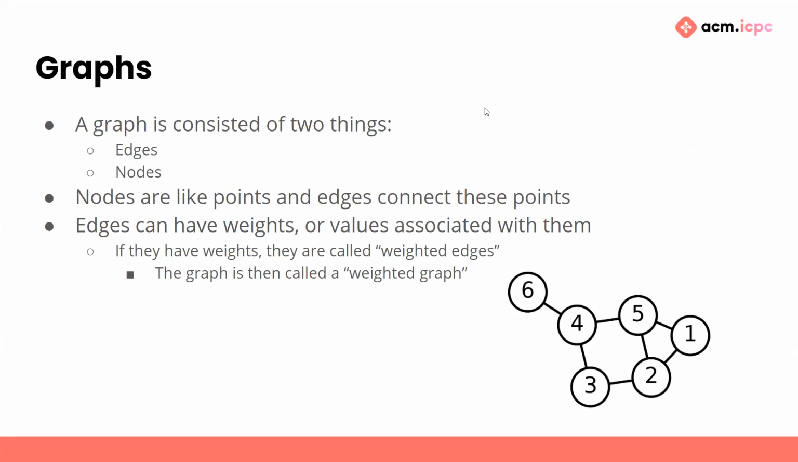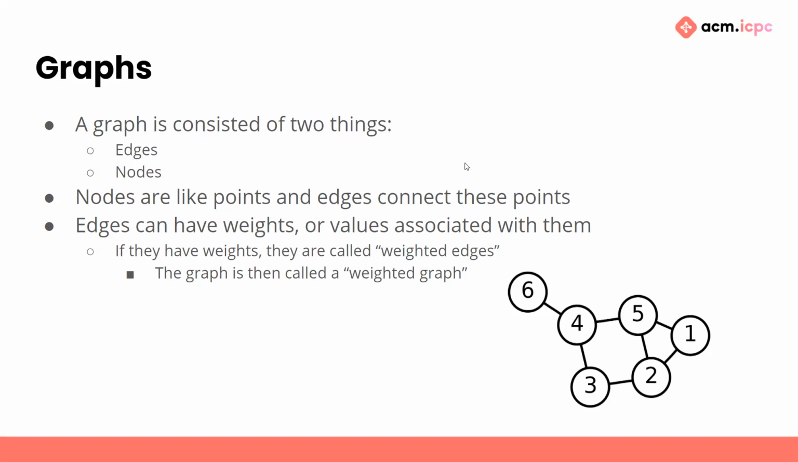Okay, so to begin, we'll be going over some brief review about what graphs are. A graph generally consists of two things, edges and nodes. Nodes are like points, and edges connect these points. If you think about points on a graph and then draw lines between them, the lines we draw are edges and the points are nodes. That's a quick summary of what graphs consist of.